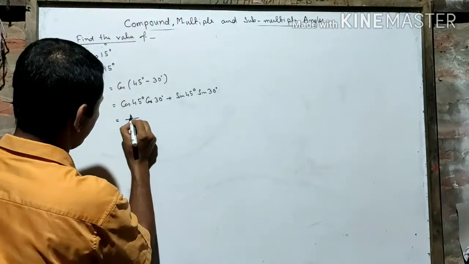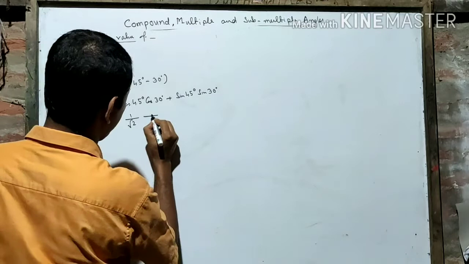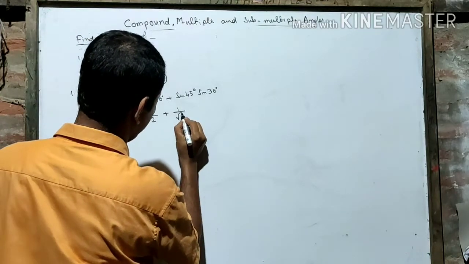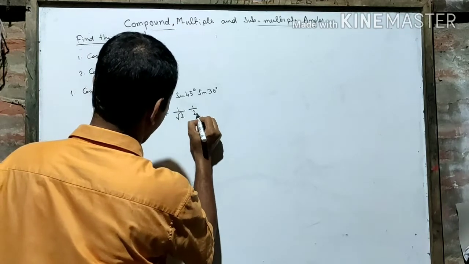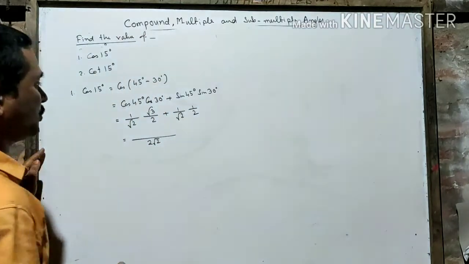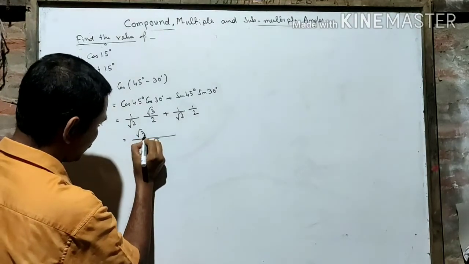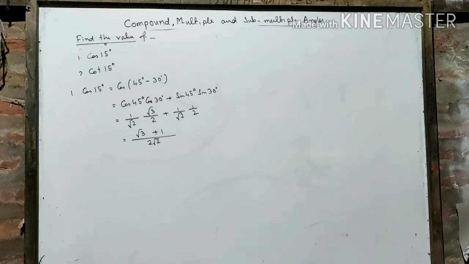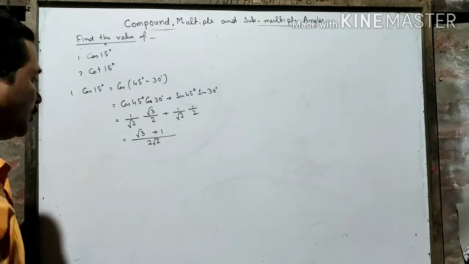What is cos 45? 1 by root 2. What is cos 30? Root 3 by 2. What is sin 45? 1 by root 2. What is sin 30? Half. Now we take the LCM, 2 root 2, and root 3 plus 1. So the value of cos 15 degree is root 3 plus 1 by 2 root 2.